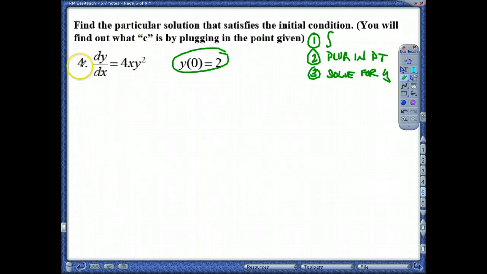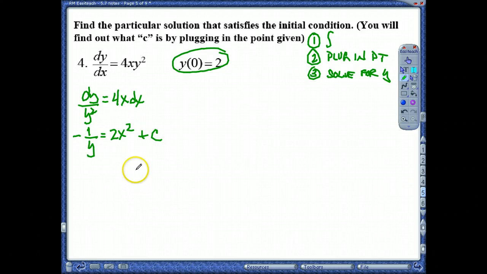So here we go. Number 4. Get the y's together. So I will be dividing by y squared and multiplying by dx. When I integrate dy over y squared, that's going to be negative 1 over y. That's going to be 2x squared plus c.